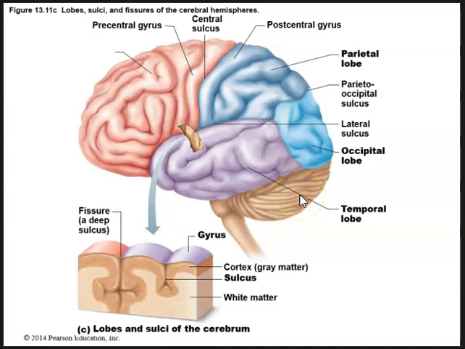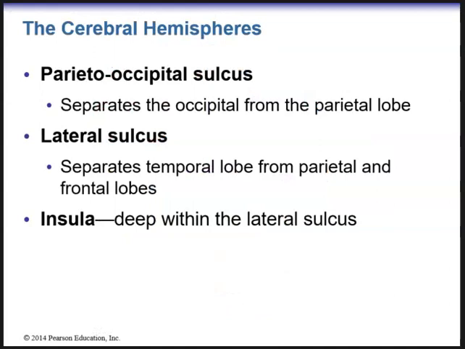We do have some other major structures. We have the lateral sulcus here, forming that border between the temporal lobe as well as the frontal and parietal lobes. And then we have another sulcus, the parieto-occipital sulcus here, separating the parietal lobe from the occipital lobe. Again, these gyri are elevations or twisters within the brain, and the sulci are known as the shallow valleys of the brain. So a fissure is basically just a very deep sulcus. Parieto-occipital sulcus again separates the occipital from the parietal lobe. The lateral sulcus separates the temporal lobe from the parietal and frontal lobes.